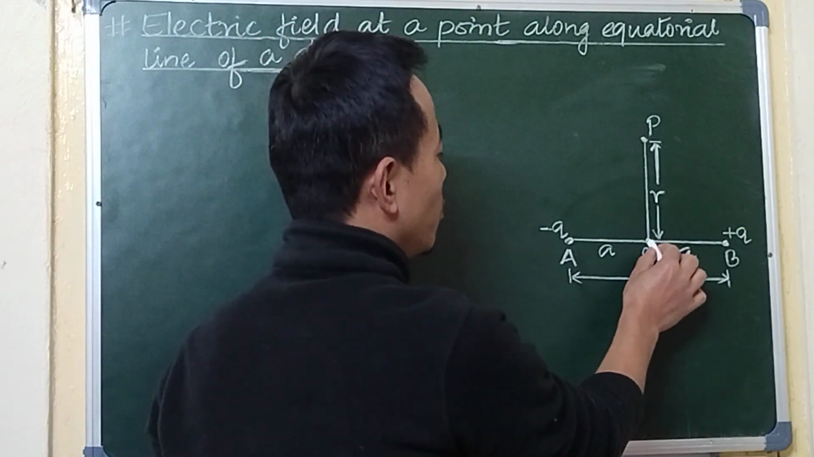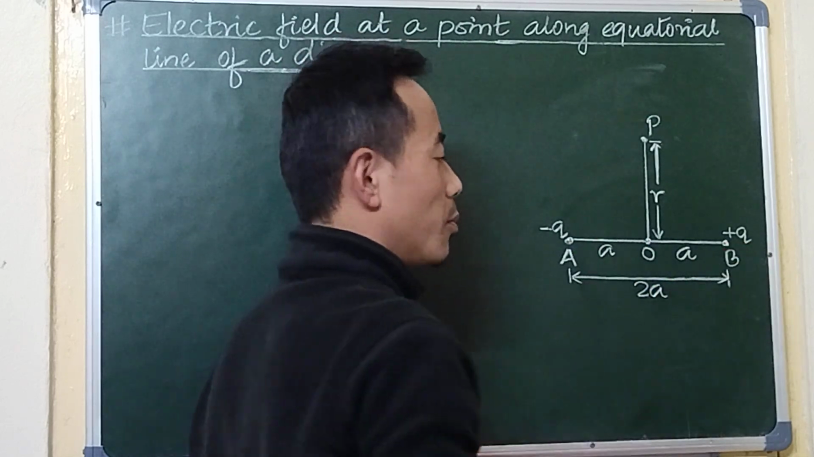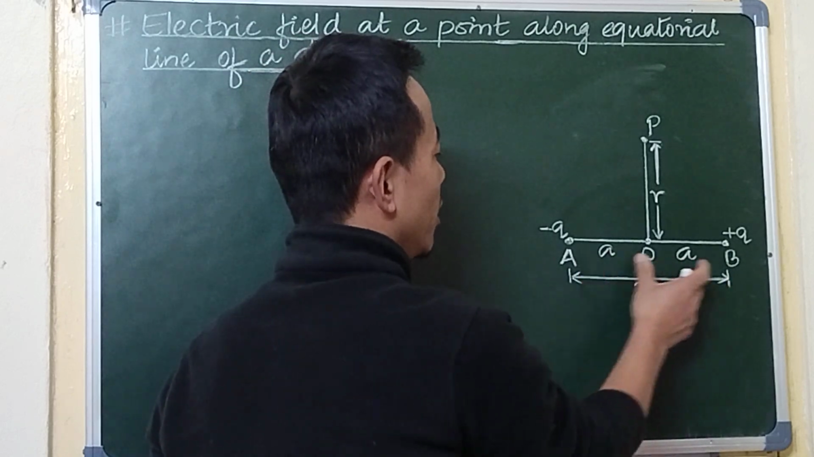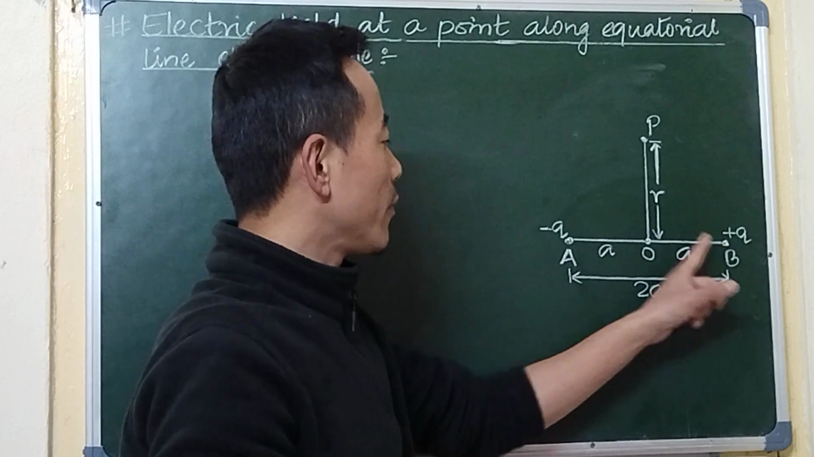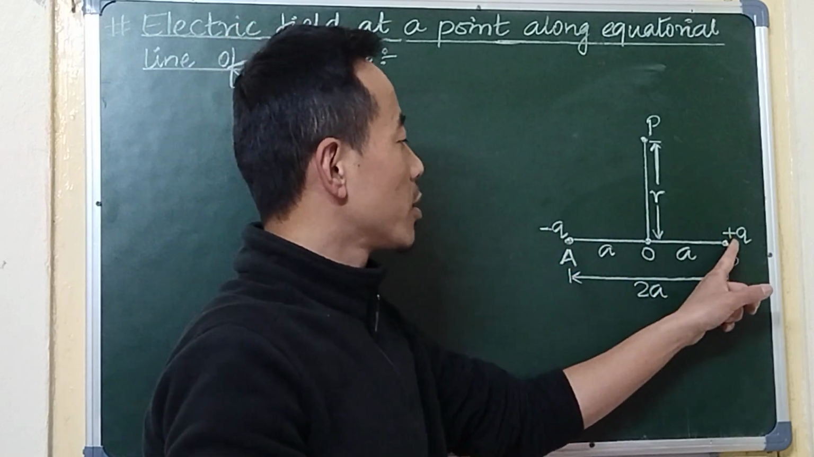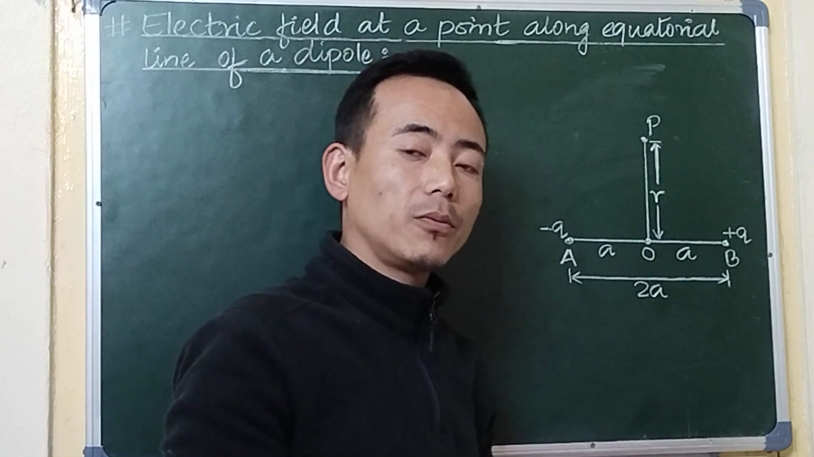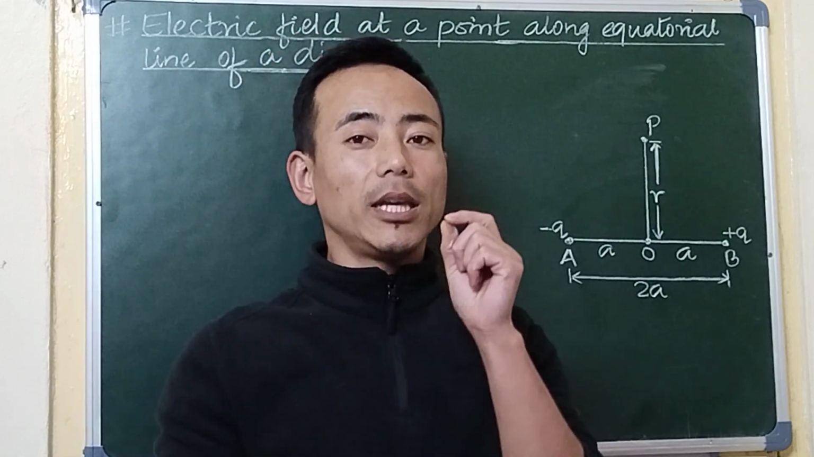From the center O up to the point A and up to the point B, the distance will be A itself. So A plus A will give us twice A. So we have a dipole AB having charges minus Q at A, plus Q at B, and dipole length twice A. Now here we are trying to find out the electric field at any point along the equatorial line of the dipole.